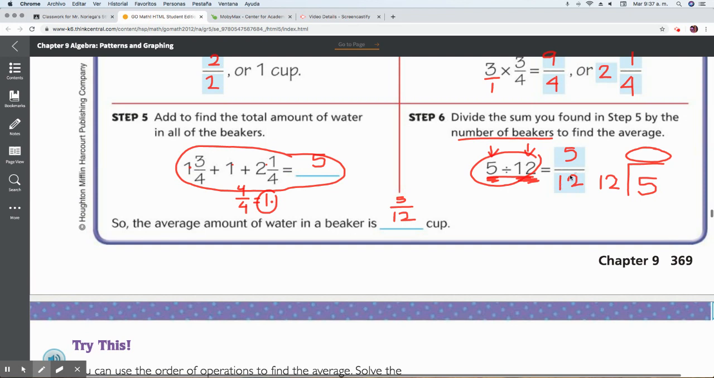If you have the chance of simplifying, of course you want to do that additional step, which is to simplify. In this case, we cannot simplify. Okay, 5 and 12, it stays the same. We cannot make it smaller.